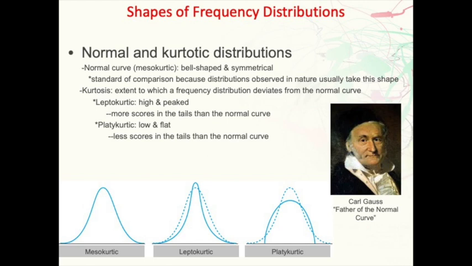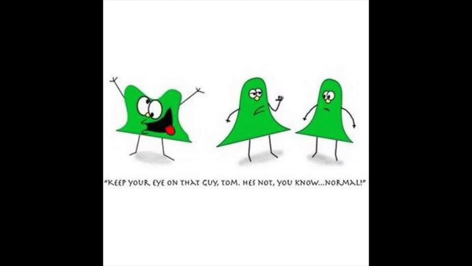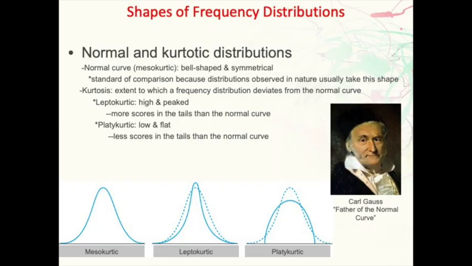The word kurtosis is defined as the extent to which a frequency distribution deviates from the normal curve. So I like to think of kurtosis as a diagnosis. If a curve is not normal, then it's sick. It has kurtosis. And so there are two types of kurtosis: leptokurtic and platykurtic. You can see leptokurtic in the middle there. The dashed lines are the normal curve, so you can visually see the comparison between the two.